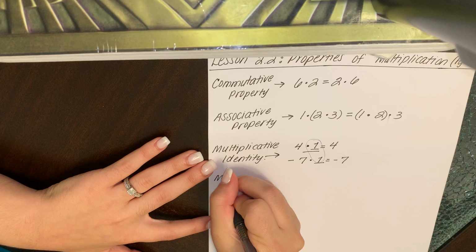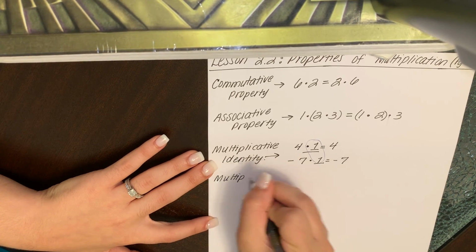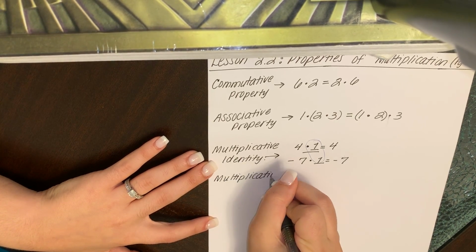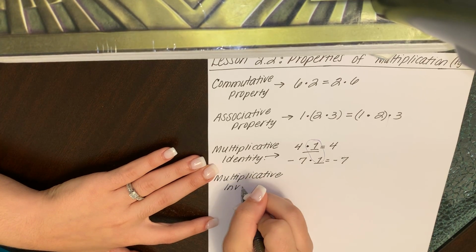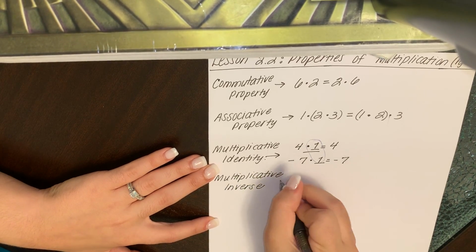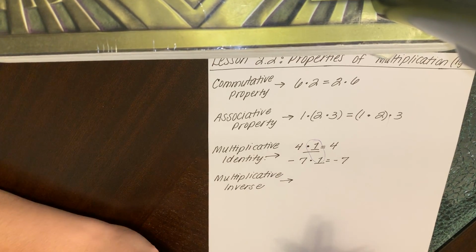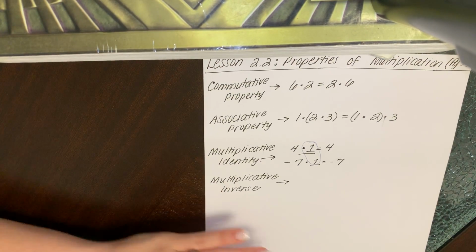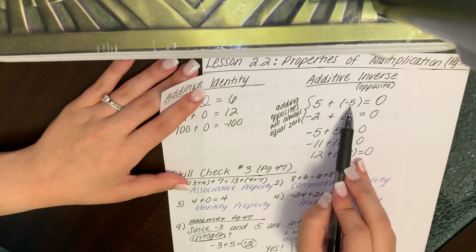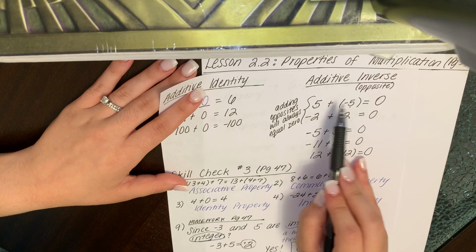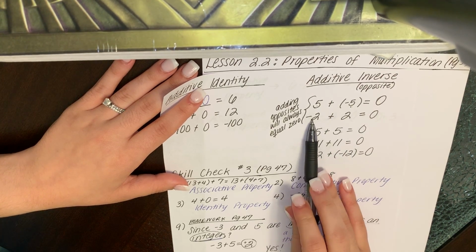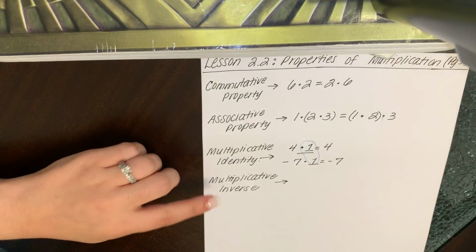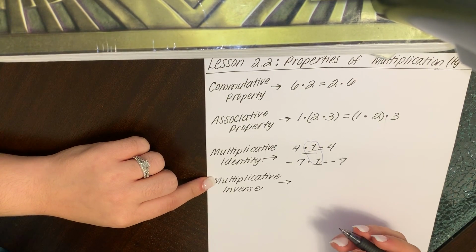Then you have the multiplicative inverse, and this one is the tricky one, so please be prepared. The inverse now is a bit different. When we were talking about addition, the way the inverse worked was basically getting the opposite sign. So if one was positive, my inverse was negative. If one was negative, my inverse was positive. Now with multiplicative, it doesn't work that way, okay?